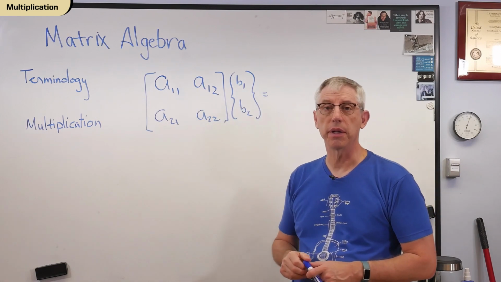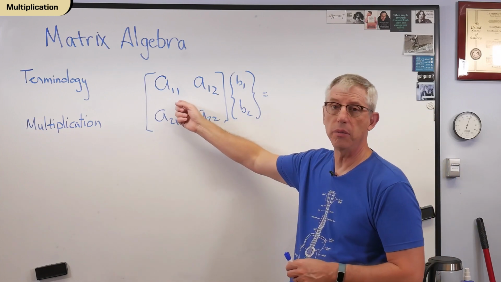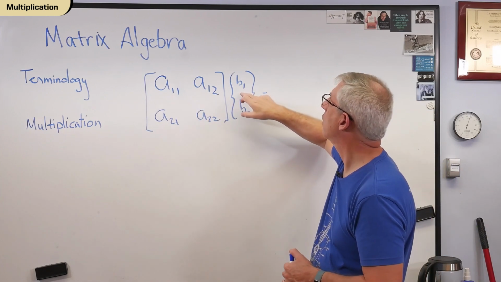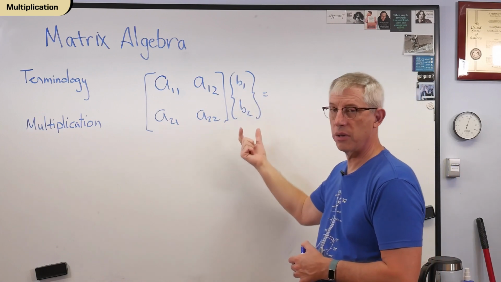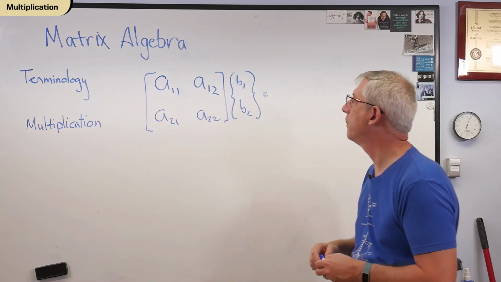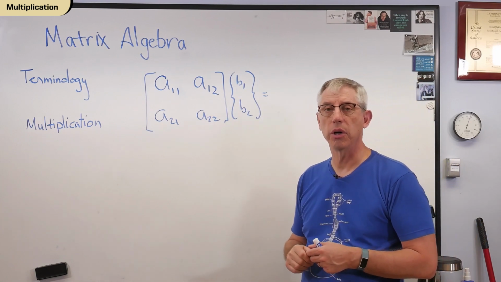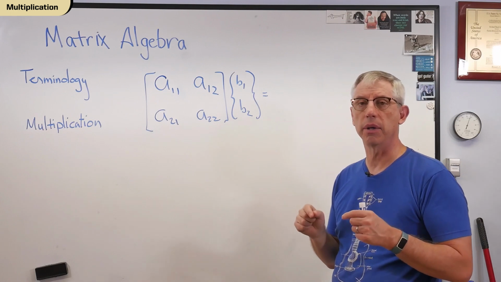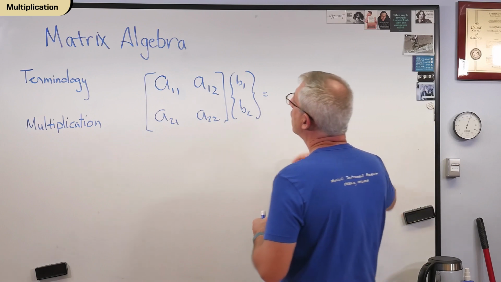Okay, this is probably the simplest matrix multiplication problem there is. A 2 by 2 matrix multiplied by a 2 row, 1 column vector. A vector is just a column or a row. This one's a column. When you multiply a matrix times a vector, what you're doing is multiplying the elements along a row and a column and then summing them up.